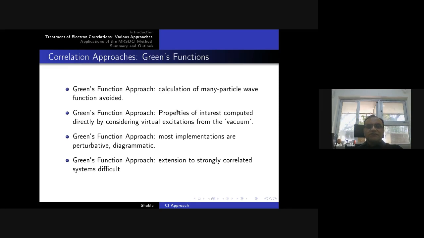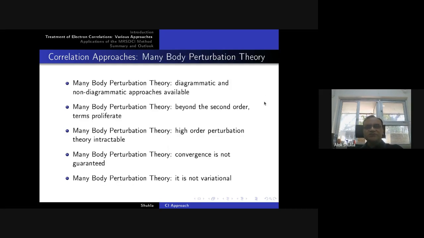But the thing is that for Green's function, most of the implementations are perturbative. So if the perturbation term is not small, then you run into problems. And it's also based on Feynman diagrams. So for strongly correlated systems, one runs into difficulties with such a perturbative approach.